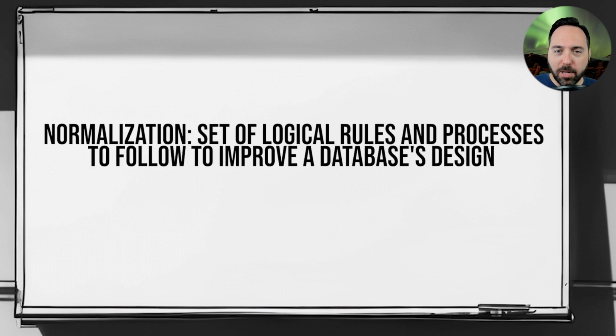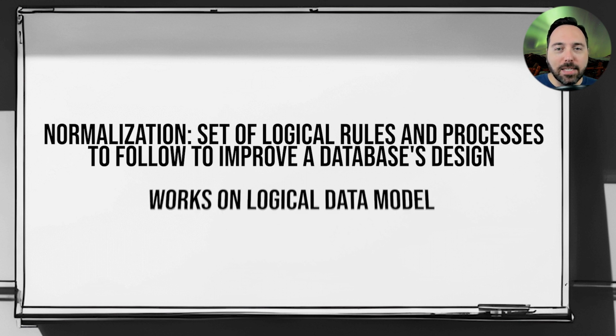Let's first define what we mean by normalization. Normalization is a set of logical rules and processes that we follow to improve a database's design. It's important for us to note that normalization works off of the logical data model. From there, we can, at least theoretically, adapt the work we've done on the logical data model to a physical data model for implementation. I think it's fair to ask at this point, why do we need both logical and physical data models? What's the difference, and why not just have one of them?